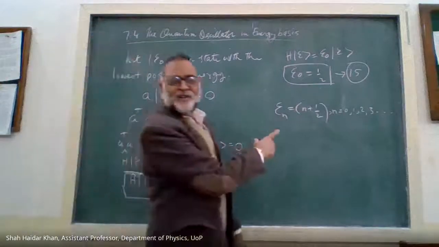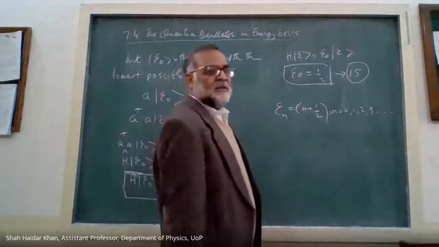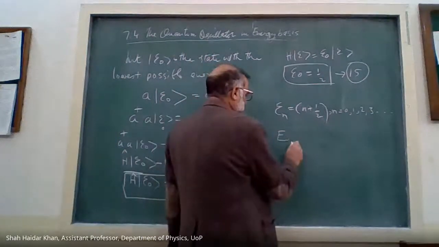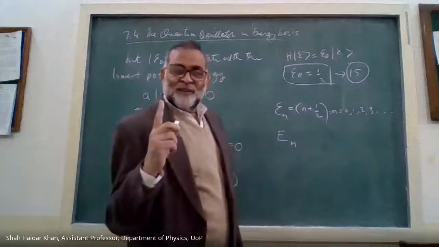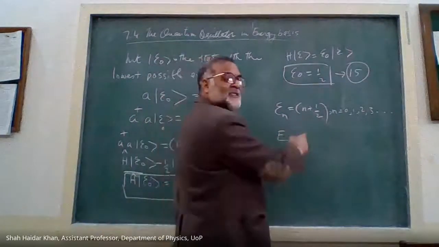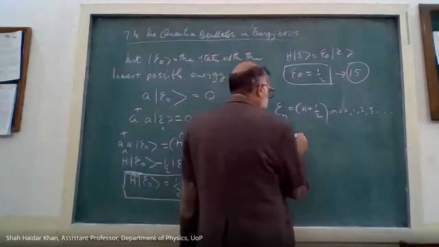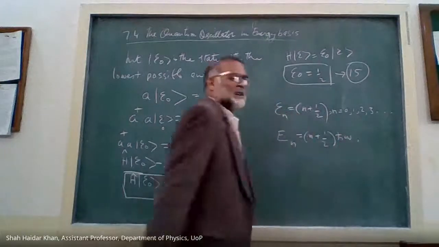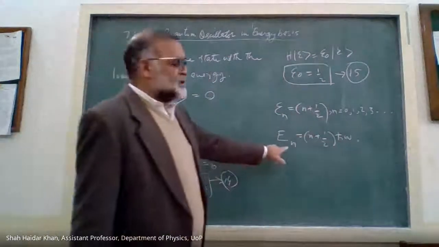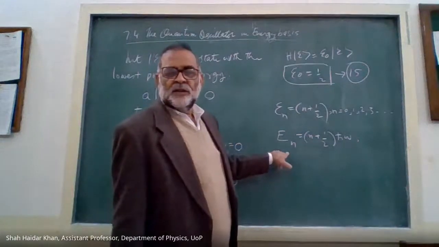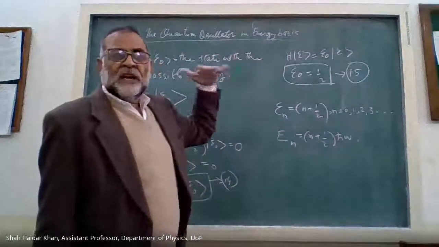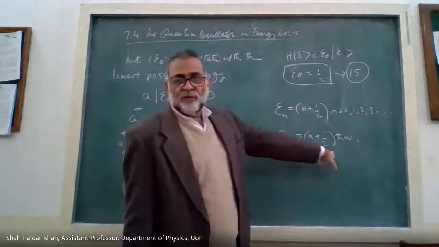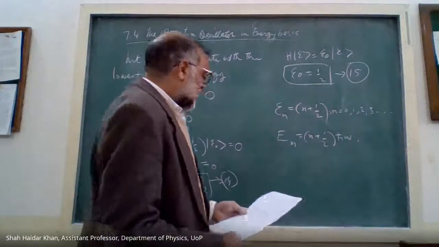Look, that was the energy in the H cap units. The energy of the true Hamiltonian, we apply with h cut, so that will be n plus 1 over 2 times h cut omega. That is the energy of the nth rung in the ladder of the harmonic oscillator states.